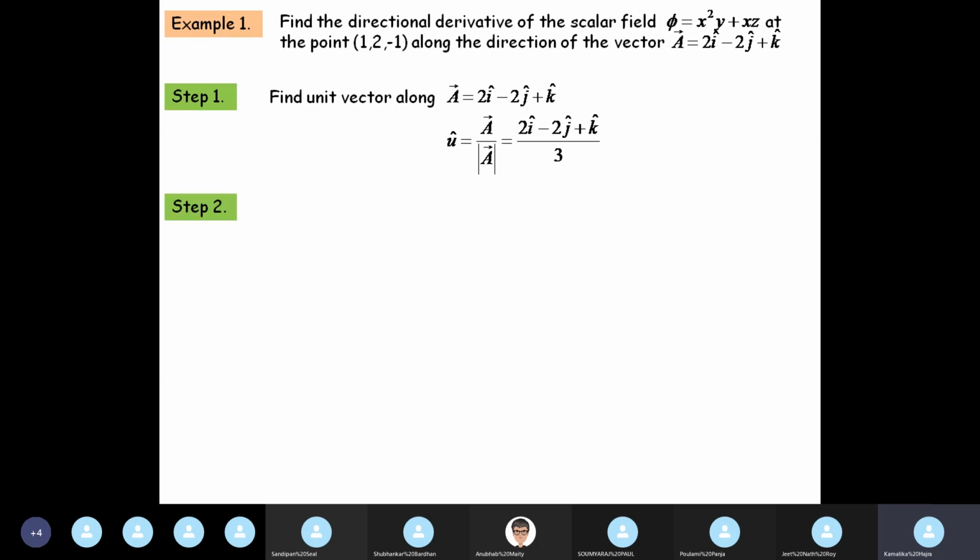Unit vector done. Step two, find the gradient at the given point. So let us find the gradient first. Grad of x square y plus xz. So 2xy plus z i cap plus x square j cap plus x k cap.